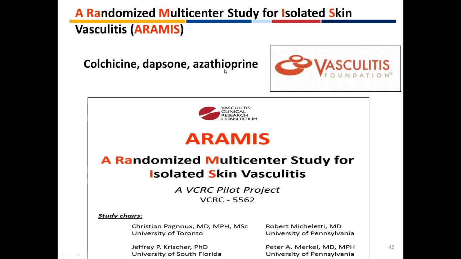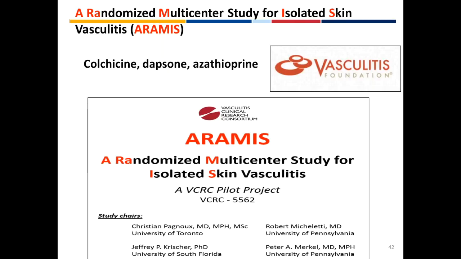There is a sister study. This study is called CUTIS, and this study actually is looking at any type of vasculitis, not just skin limited, but any type of vasculitis, as long as there is a skin lesion of vasculitis. And what we're doing in this study is simply a biopsy of the skin lesion of vasculitis, and we also take some blood.